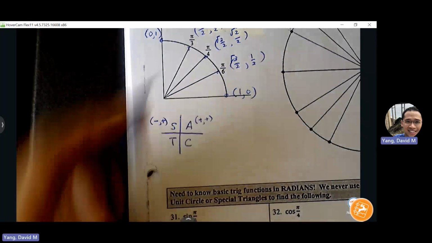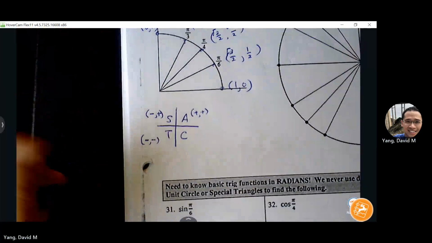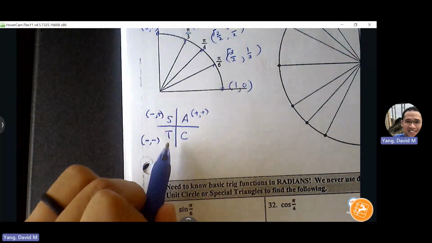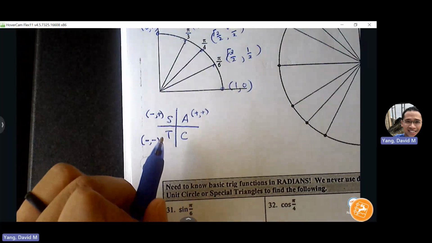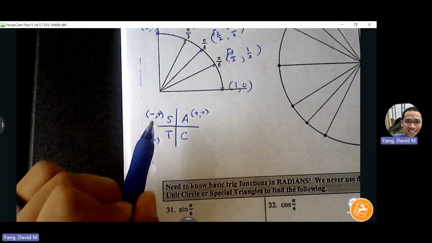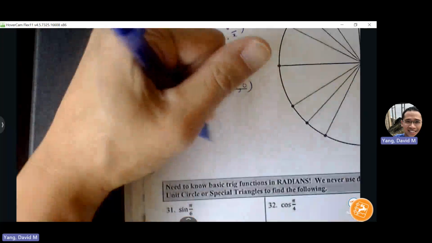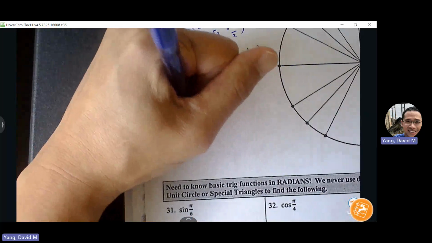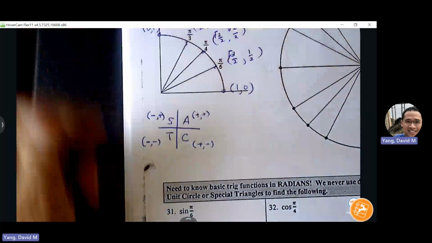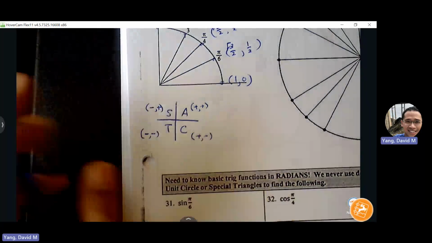Right. Anything in the third quadrant has an ordered pair that's negative, negative. And that T represents only tangent is positive, or tangent and cotangent. Everything else is negative. Sine, cosecant, secant. Okay. And then the C in the fourth quadrant, the ordered pair is going to be positive followed by negative. Only cosine is positive, or cosine and secant are positive. Everything else is negative.